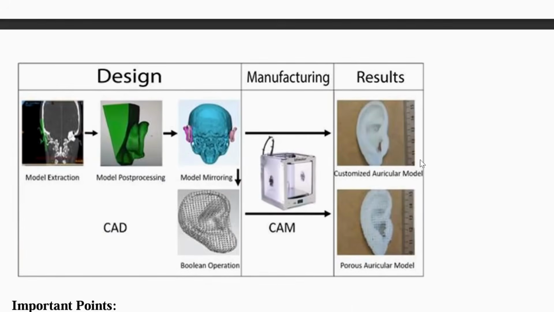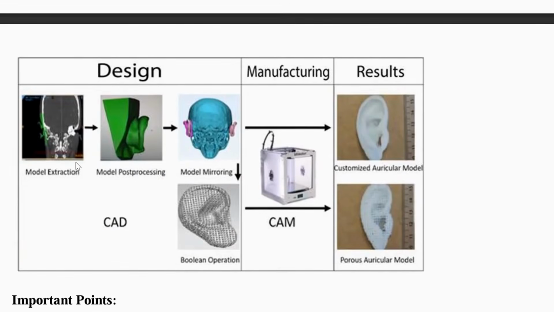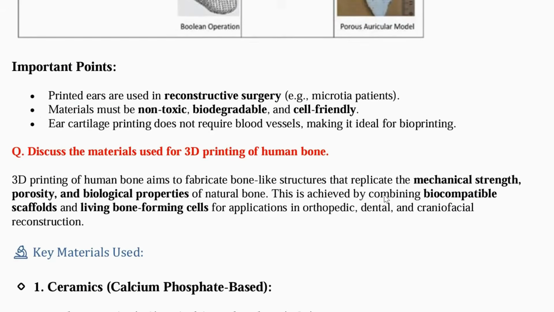This is the diagram. First we extract the model. Model is processed, model mirroring, and we have a Boolean operation. From that, this is a CAD designing. After that, in the manufacturing, it gets manufactured, and this is a customized model. Important points you can refer.